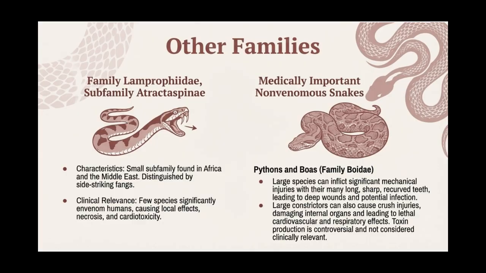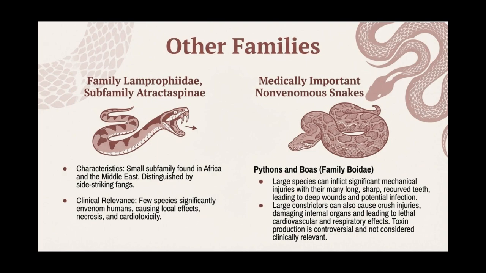These snakes are found exclusively in Africa and the Middle East. They are characterized by their side-striking fangs and unique venom components such as seraphotoxins. Only a few species within this subfamily are known to cause significant envenomation in humans. When envenomated, individuals may experience local effects, tissue necrosis, and cardiotoxicity.